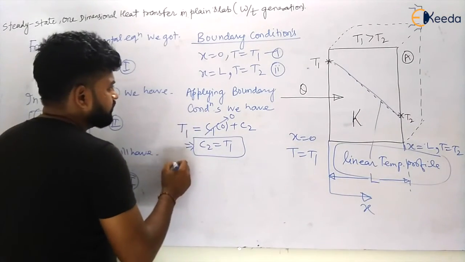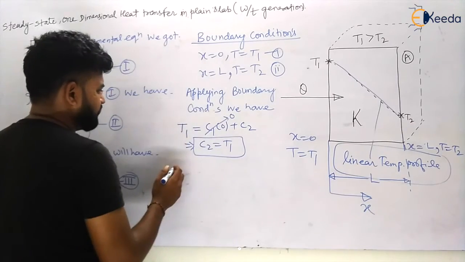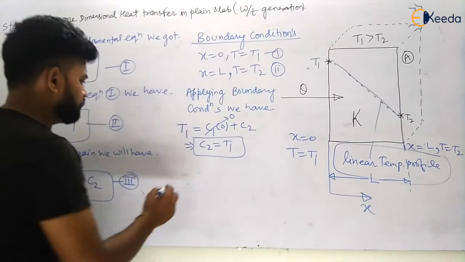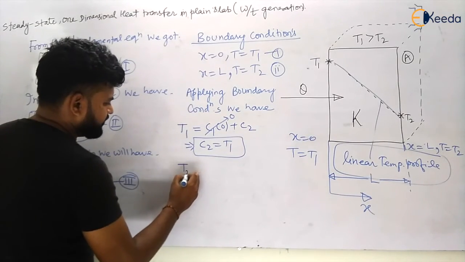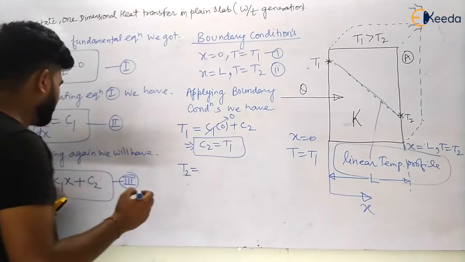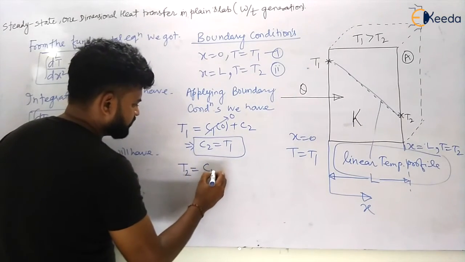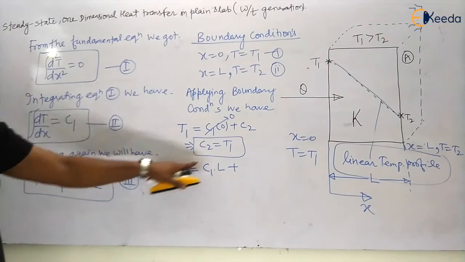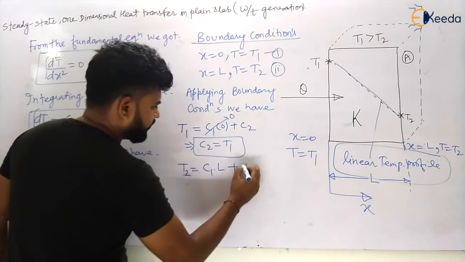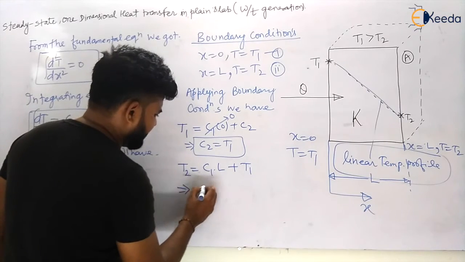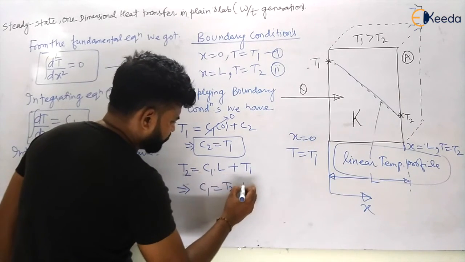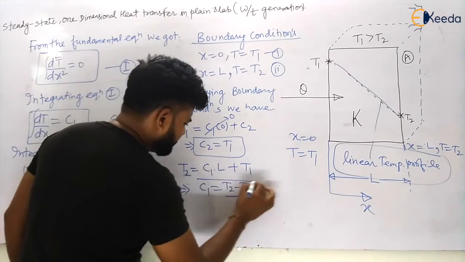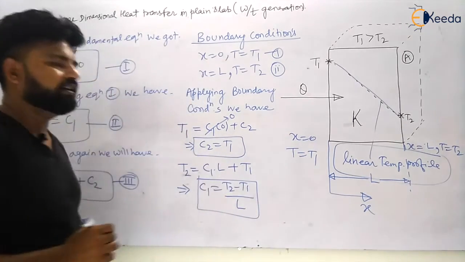Now putting the second boundary condition, at x equal to L, T is equal to T2. So this is C1 into L plus C2. What is the value of C2? T1. So my dear students, I will have C1 is equal to T2 minus T1 divided by L. So I have the values of both C1 and C2.